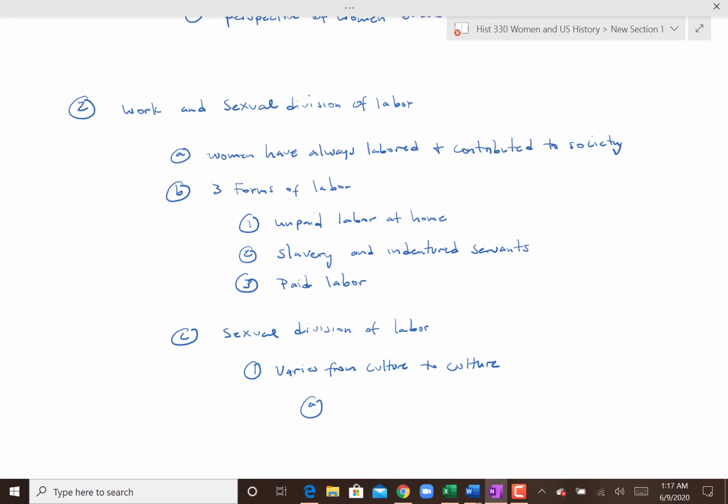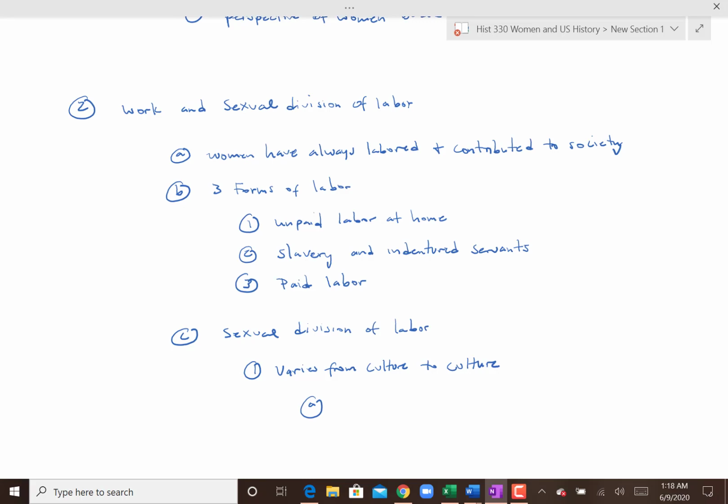Around the world, throughout time, every culture has divided labor in some form through gender. Now, in some cultures it's very minimal. You only have very small differences in that division, and of course in a lot it's significant. And then again, what that is varies.